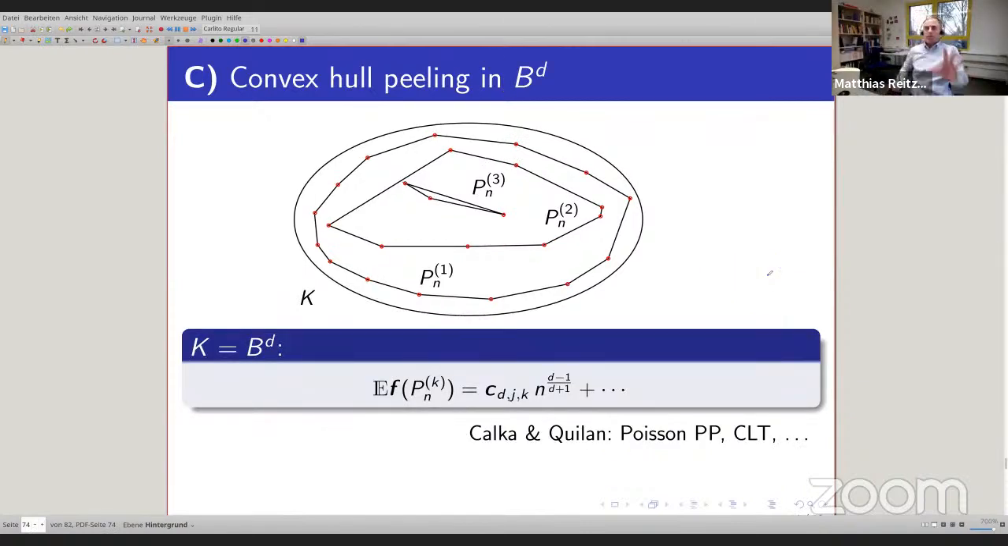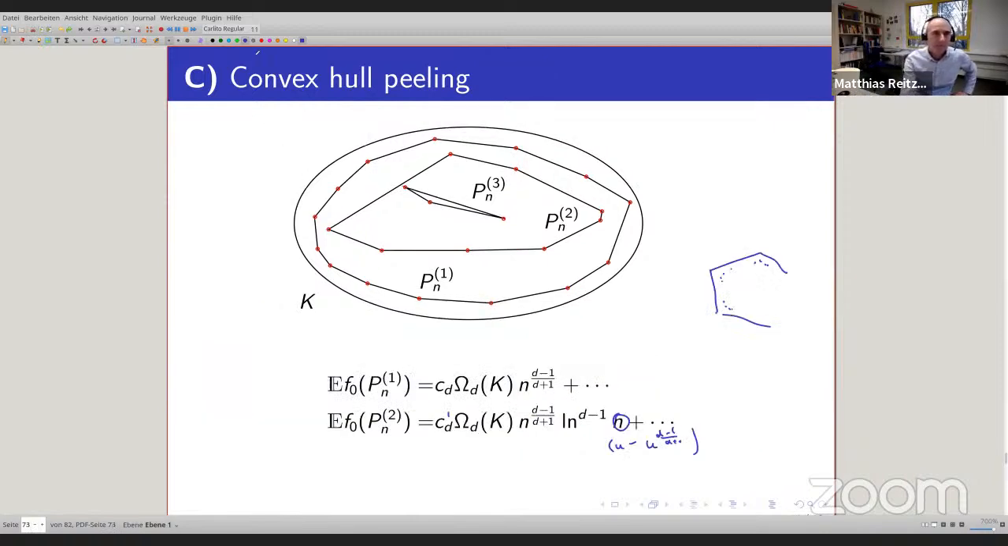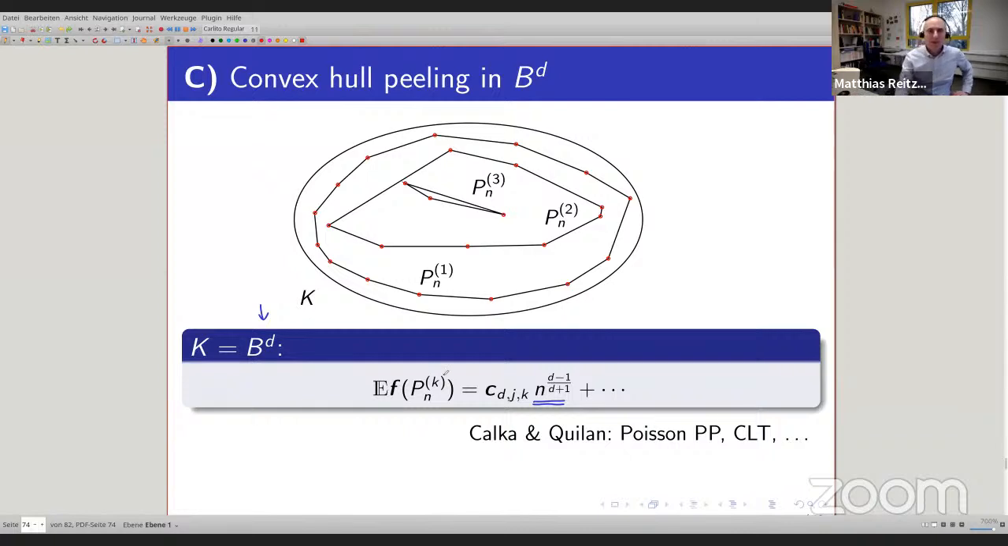Okay, and the main point of this result of Kalke and Quian was, okay, only for the ball case, but it should also hold in the smooth case, you always have this power of n. There's no logarithmic term occurring. So they could prove that this logarithmic term here does not occur somehow, if you fix k.